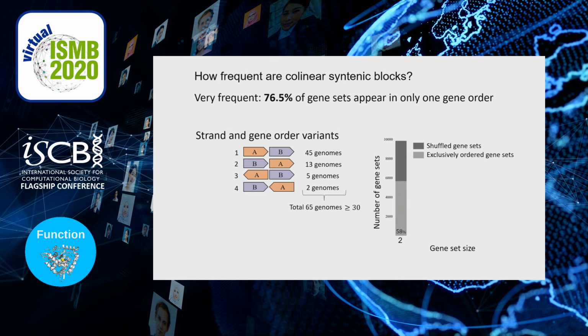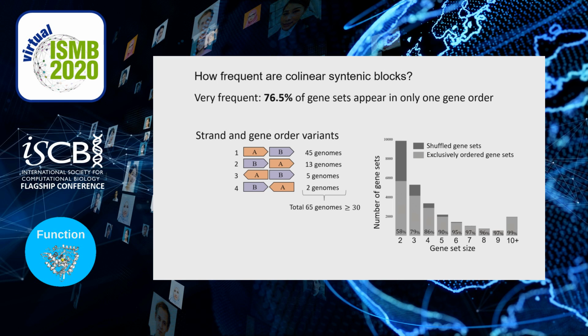If we look at gene pairs, it seems that about half of them are not conserved in a particular gene order. However, although larger gene sets have a greater number of optional strand and gene order variants, larger gene sets tend to be more exclusively collinearly conserved than the smaller gene sets. For example, 97% of gene sets of size 7 are exclusively ordered.